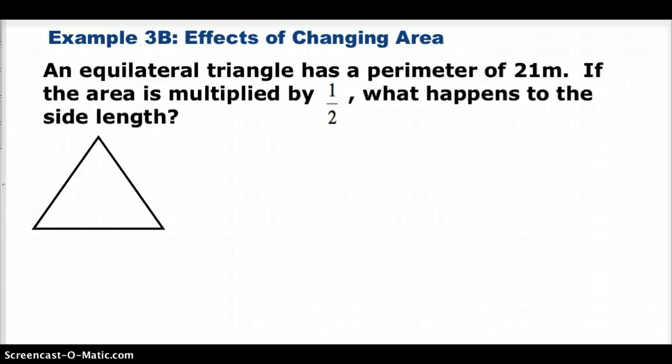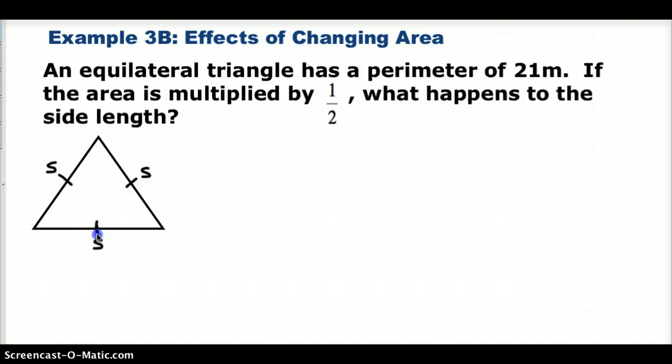Okay, so let's start this problem by looking at a triangle, and let's just say instead of having a perimeter of 21 meters, it has a side length of s. Each of these side lengths are congruent, the same measure. And we know that an equilateral triangle is also equiangular, meaning all of the angles on the inside are also the same. So each of these is 60 degrees, because there's 180 degrees in a triangle.